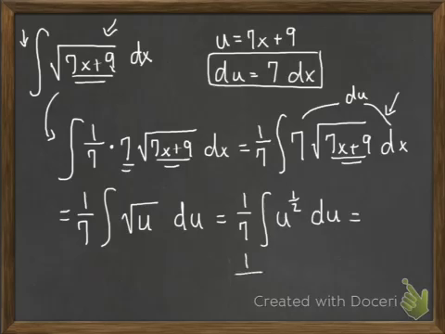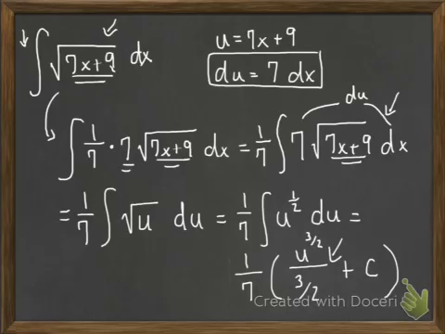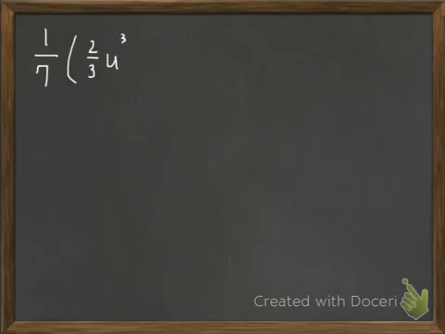Now we're going to take the antiderivative, or indefinite integral. So what we have is 1/7 times, if we take the antiderivative of u to the 1/2 power, it's going to be u to the 1/2 plus 1, which is 3/2, and then 3/2 at the bottom, and plus a constant. But we can rewrite this to bring the 3/2 up to the numerator. So we have 1/7 times 2/3, because we can multiply by the reciprocal of 3/2, so 2/3 times u to the 3/2 power.